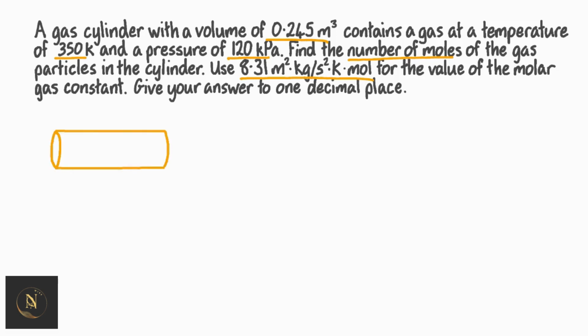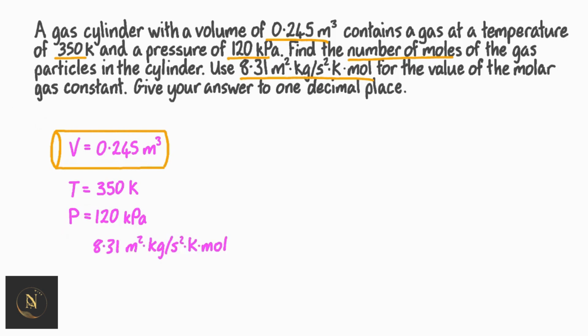In this question, we're being asked about a gas cylinder, and let's suppose that this here is that cylinder. We're told that it has a volume of 0.245 cubic meters, which we've labelled as V. We're also told that the gas in the cylinder is at a temperature of 350 Kelvin, which we've labelled as T, and a pressure of 120 kilopascals, which we've labelled as P. We're also given a value of 8.31 meters squared kilogram per second squared Kelvin mole for the molar gas constant, and we can recall that this typically has a symbol capital R.